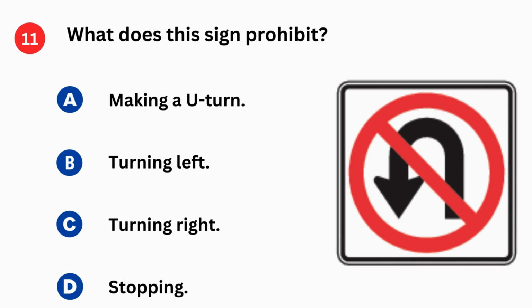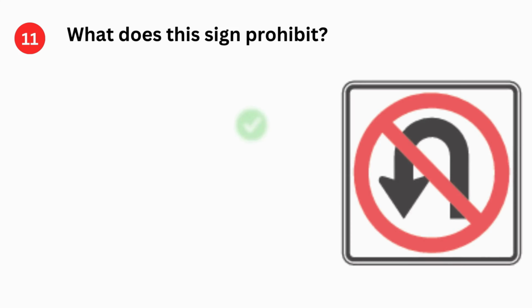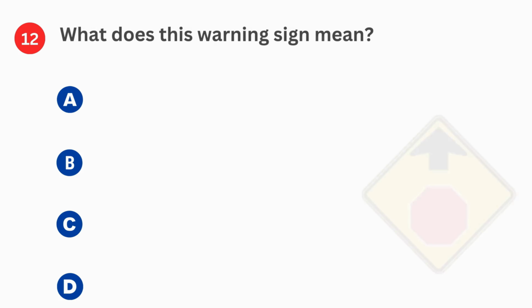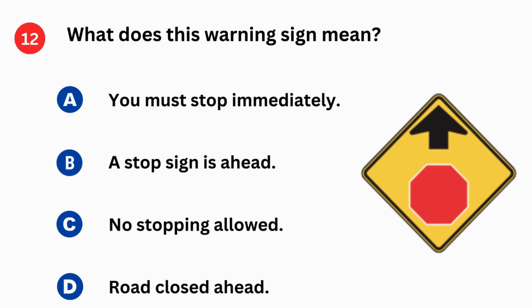What does this sign prohibit? Options are A. Making a U-turn, B. Turning left, C. Turning right, D. Stopping. Making a U-turn. Explanation. Making a U-turn at an intersection where this sign is posted is prohibited. What does this warning sign mean?